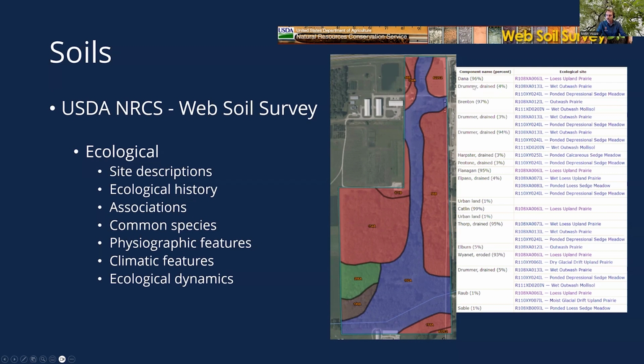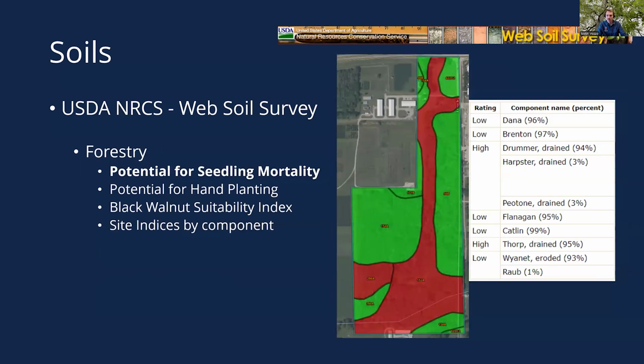And actually, if you pull the web soil survey up yourself and take a look at your different classifications, each of these is a link which you can click on, and it will give you a lot more information about ecological history and common plant species and other physical and ecological dynamics that relate to this specific soil classification. So a lot of valuable information there regarding the ecology. But even beyond that, there are these forestry reports which have some really useful applications as far as management when we're thinking about restoring a system.